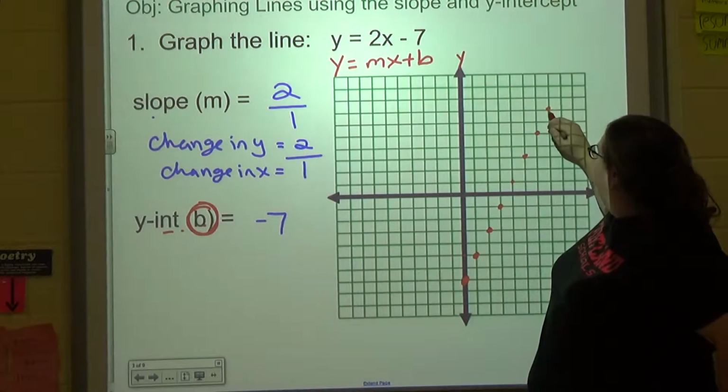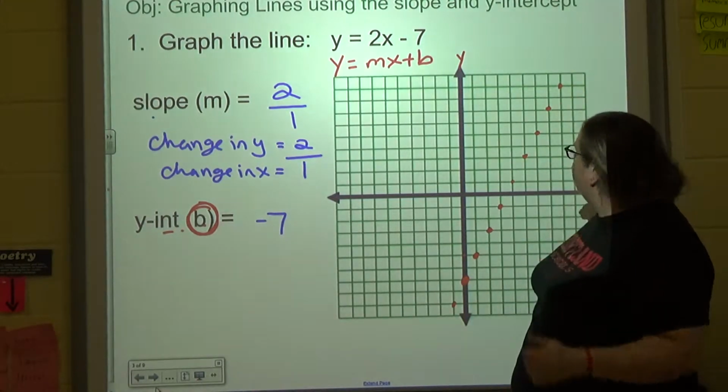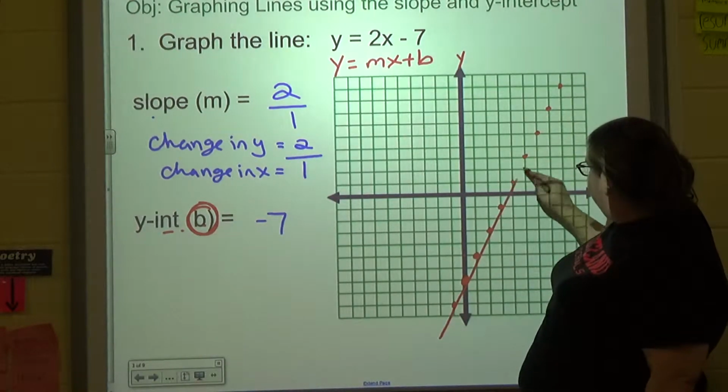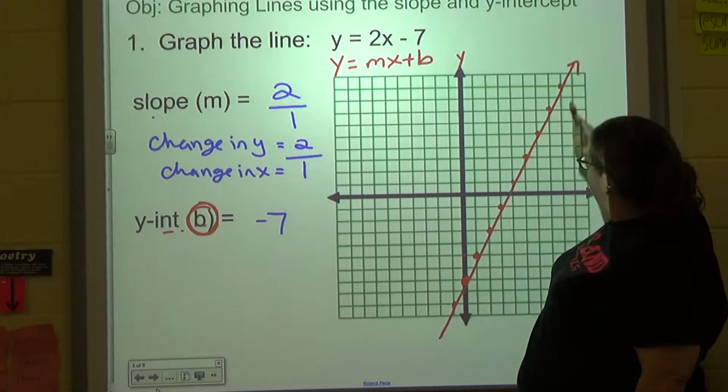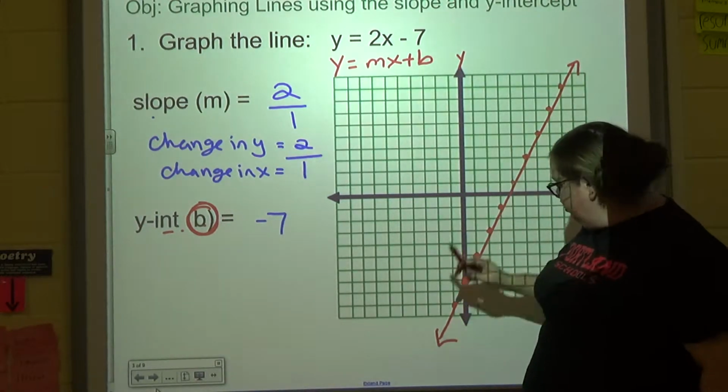And I like to put a lot of them, especially in the beginning. If I do that, my line looks nicer. And then I'm going to draw my line. Put arrows because the lines go on forever. And we just graph the line.